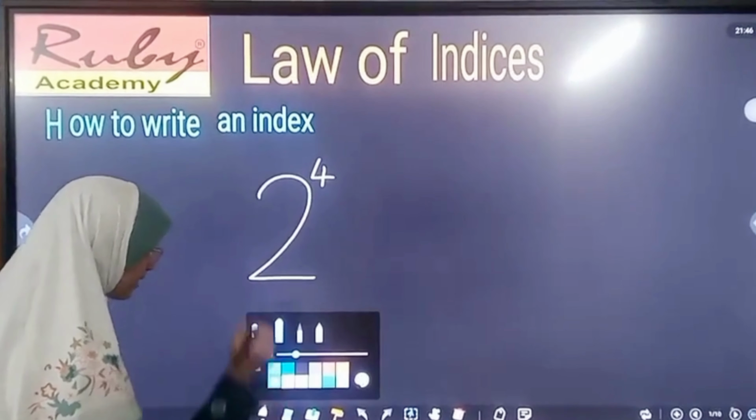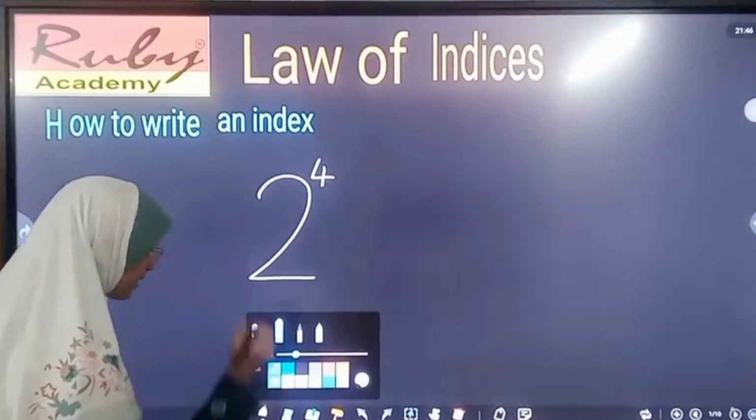Now let's go through some examples to understand the multiplication law. For the first example, let's take a base called x. x raised to 6 into x raised to 2 is equal to, now we have to add the powers, x raised to 6 plus 2. Let's add the powers to get the final result: x raised to 8. This is our result.